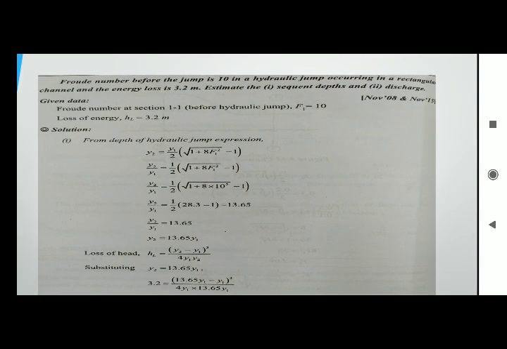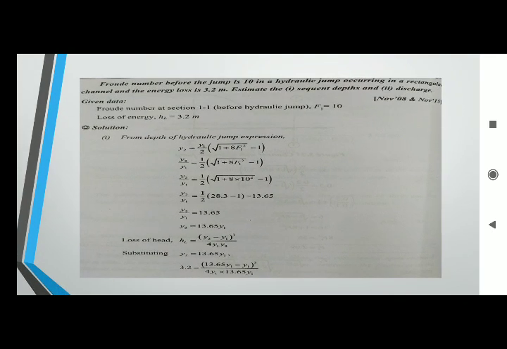Now we know the y2 formula for the depth of a hydraulic jump: y2 is equal to y1 by 2 into root of 1 plus 8 Fn1 square minus 1. Here the Fn1 value is substituted, and then we can get a relationship between y1 and y2.